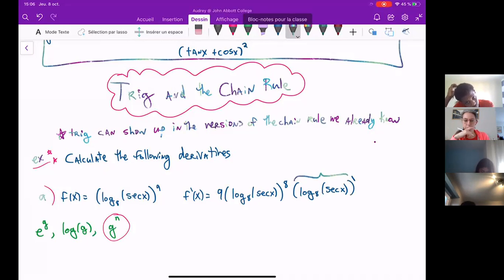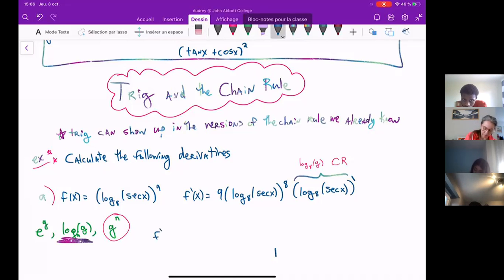What do you guys think? It's going to be a log chain rule. I have log of a function. So this is log base 8 of secant. This is actually this form that we have over here. So this is my log of a chain rule. We could say log base 8 of g. This is another chain rule. So this is a chain rule embedded in a chain rule.